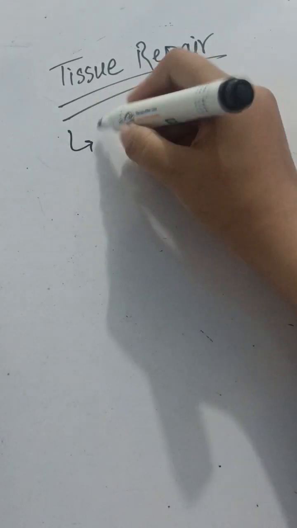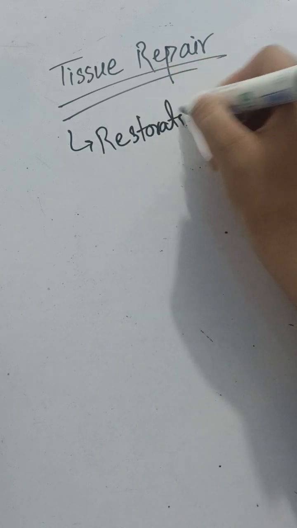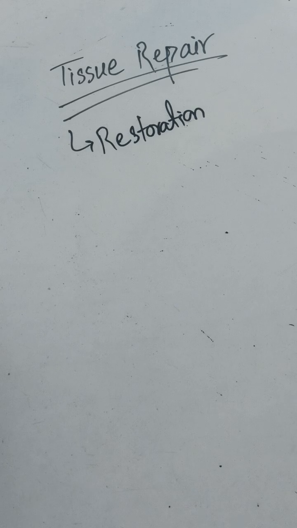So restoration of the tissue is called repairing, or you can also call it healing. We restored all our things. We restored the structure as well as the functional capability of that tissue. So this is called the healing process.